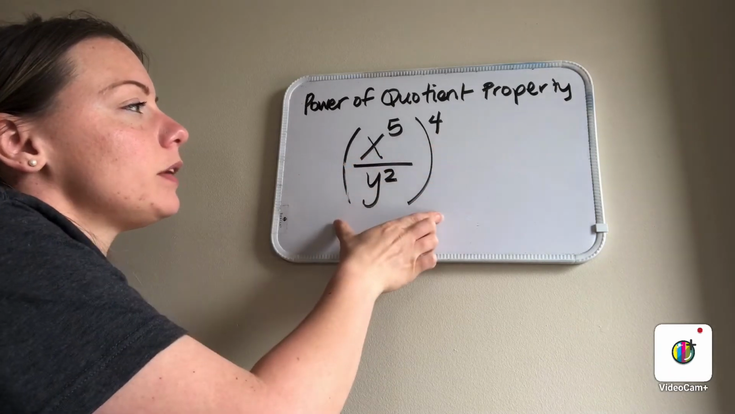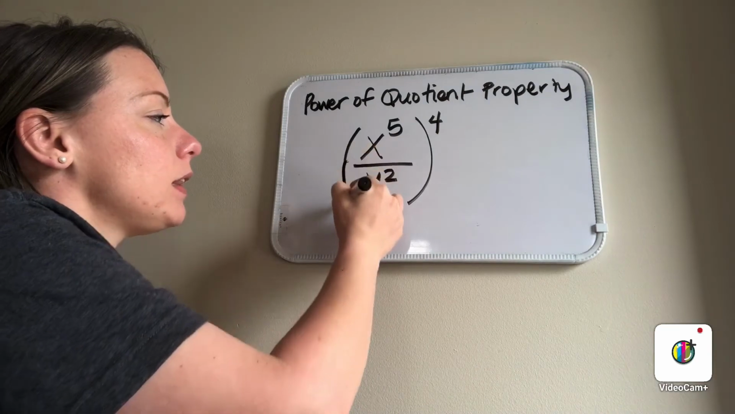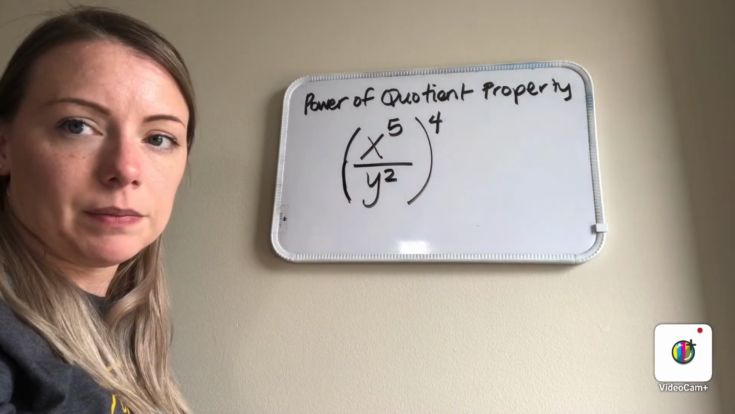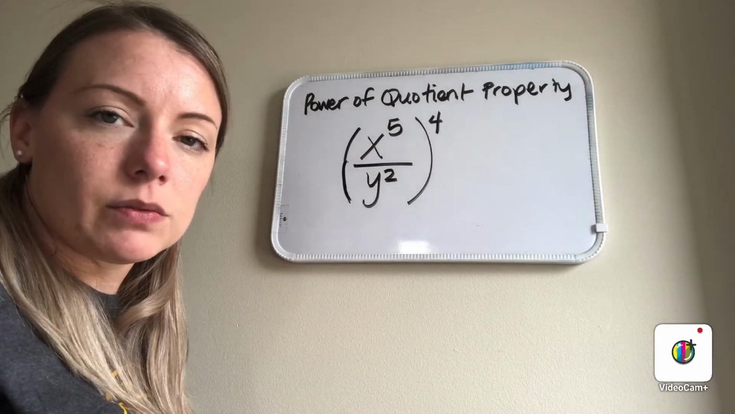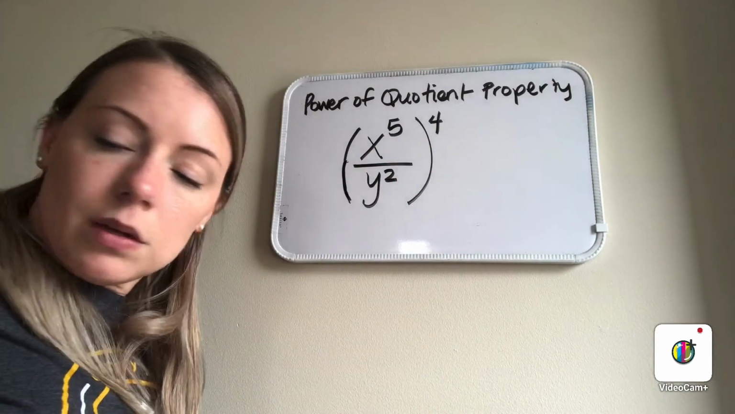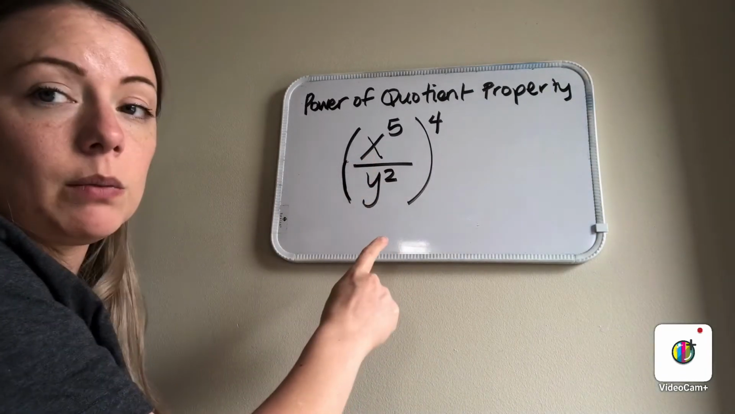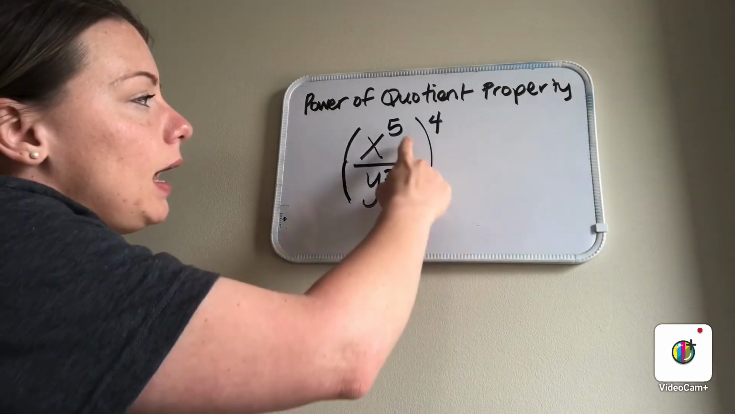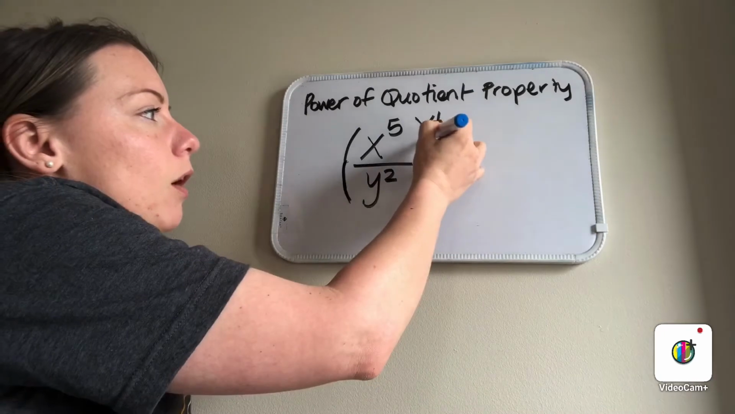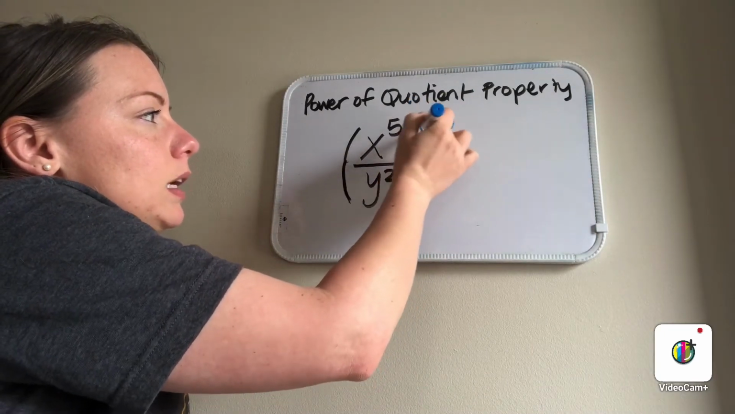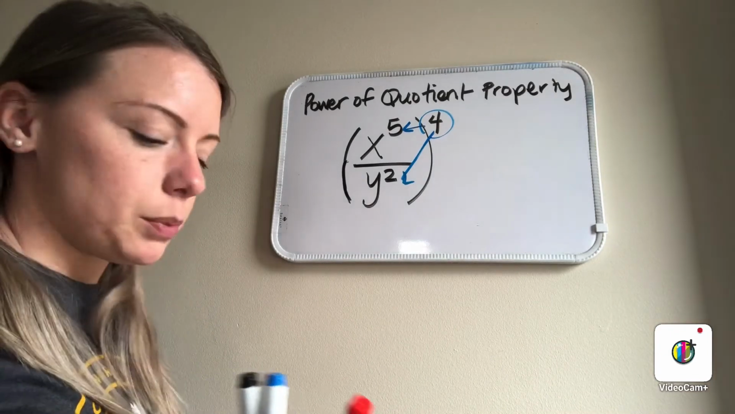Those parentheses are your red flag, and then this outer exponent is your power that something's being raised to. This is a quotient because it's a fraction. Quotient represents division. So our rule says we're still going to keep these bases the same, just like we did with our previous problem, and each of our exponents will be multiplied by the outer exponent. So our 4 would be distributed in just like we did in our power products property.